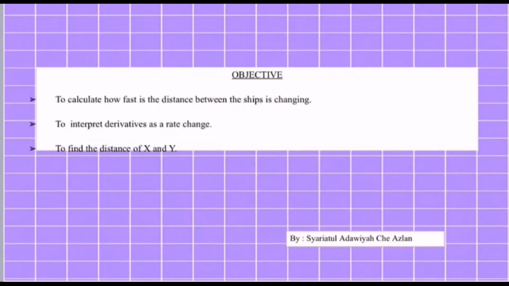Objective. First, to calculate how fast is the distance between the ships is changing. Second, to interpret derivative as a rate change. And third, to find the distance x and y.